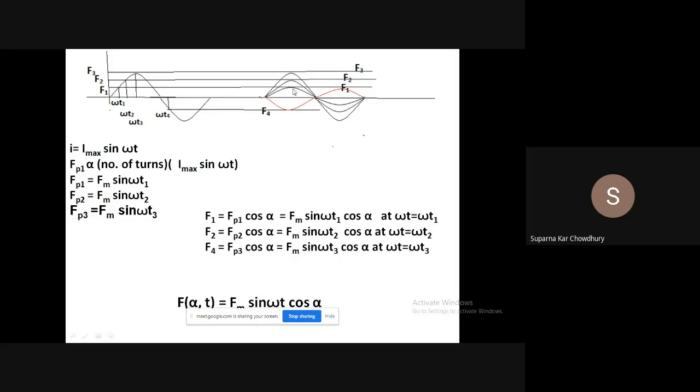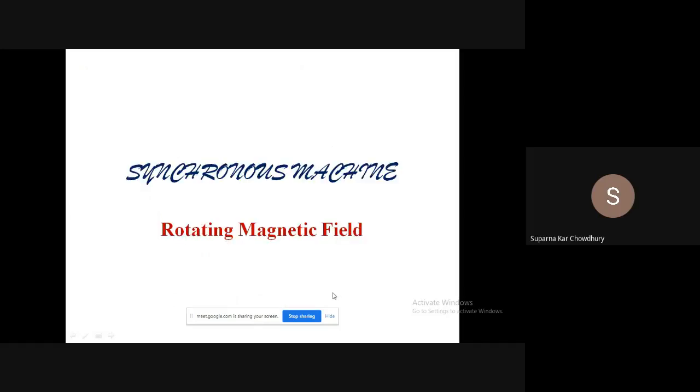So basically, neglecting the harmonics, we will have a sinusoidal pulsating field. The magnetic axis and interpolar axis are fixed, but the magnitude of the MMF itself is changing with time. So we have a pulsating field if we have a single phase winding.